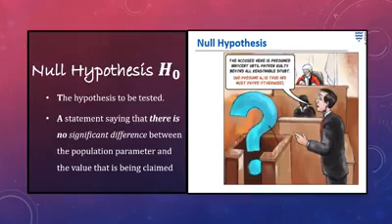And it represents a status quo, and this hypothesis states that there is no statistically significant difference between two variables in the hypothesis, and these two variables are the population parameter and the value that is being claimed. So now let's look at the picture at the right side of this slide.